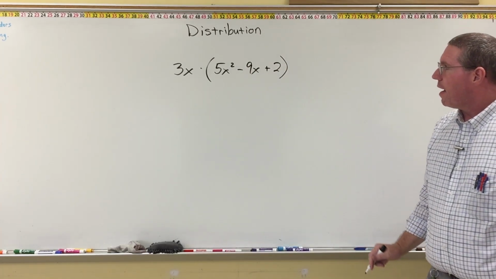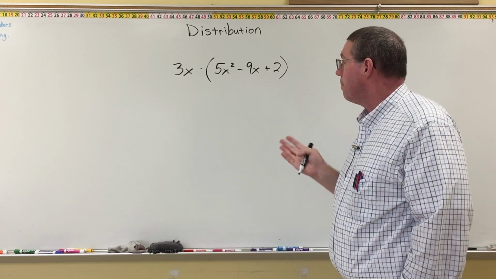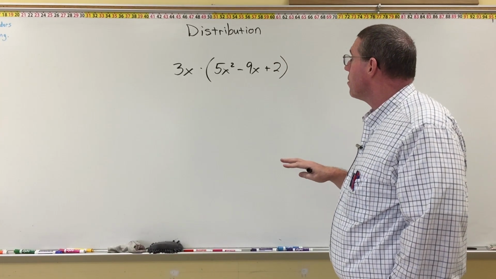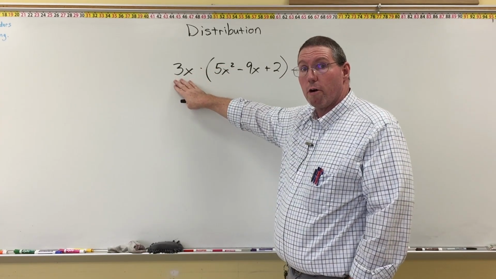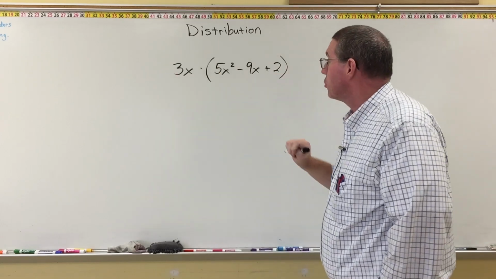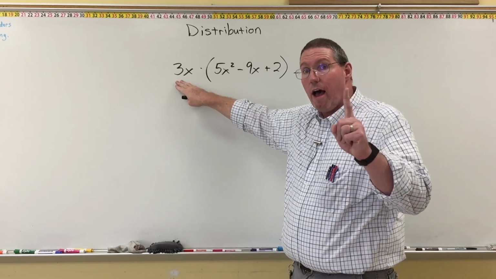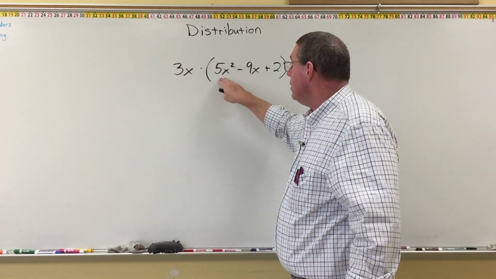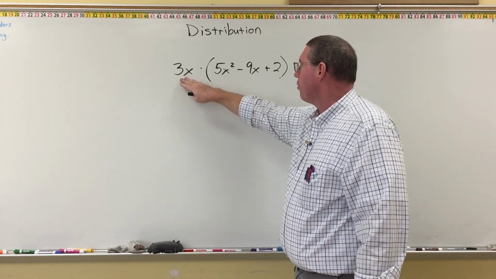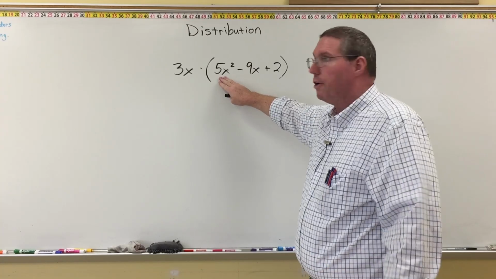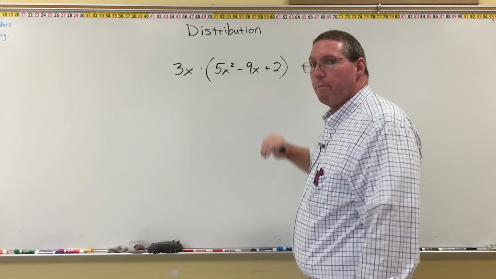And the reason that I put this three-term expression in parentheses is because it's going to be multiplied by this single term, and the way that we accomplish distribution is we have to multiply this term one at a time and separately by each one of these terms, okay? We can't just multiply the 3x times the 5x squared. That's not good enough. We can't multiply the 3x just by the negative 9x and not just by the 2.